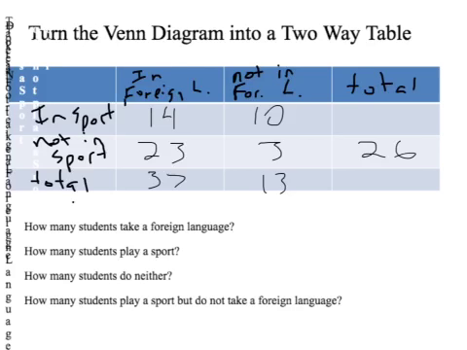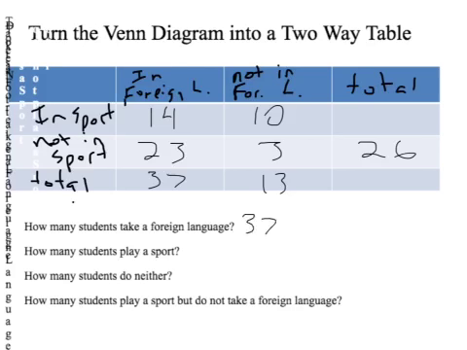So what we can tell from this is there were 37 students that took a foreign language. There were 13 students that did not take a foreign language. There were 26 students that were not in sports, 24 students that were in sports. So to answer the questions below, how many students were in a foreign language? Total in a foreign language is our first column, go down to your total, and it would be 37.